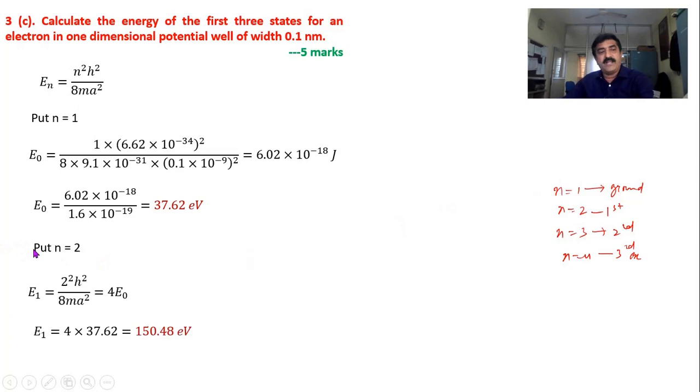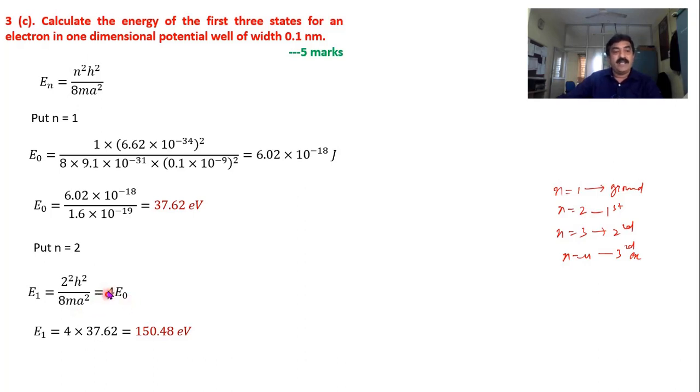Now I go for n is equal to 2. When I put n is equal to 2 in this equation, this h square by 8 ma square remains as it is. In the place of n, I write 2 square. That becomes 4 times this, 4 times h square by 8 ma square. And already we know h square by 8 ma square is E naught. So therefore it is 4 times E naught.